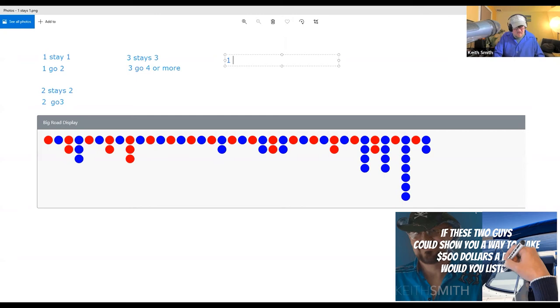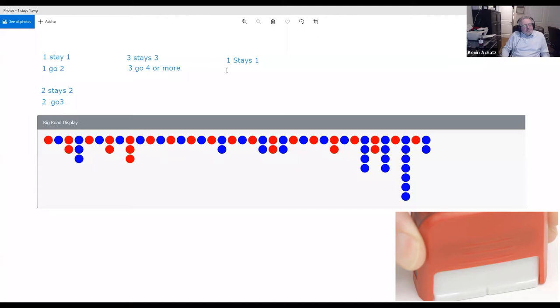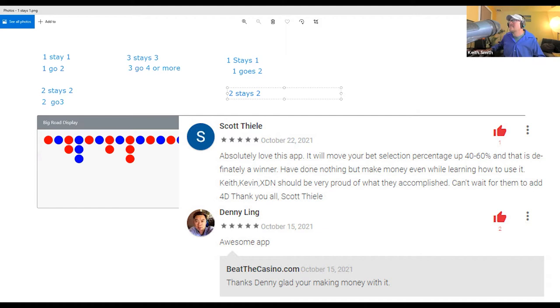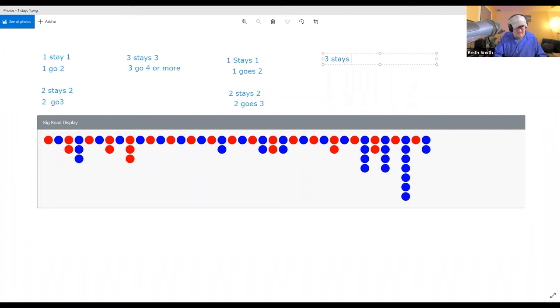One, no problem. Stays one. One goes to two. And then we need two stays two. And I can speed this up. And then we have two goes to three. Three stays three. And three goes to four or more. Okay. So there we have it.